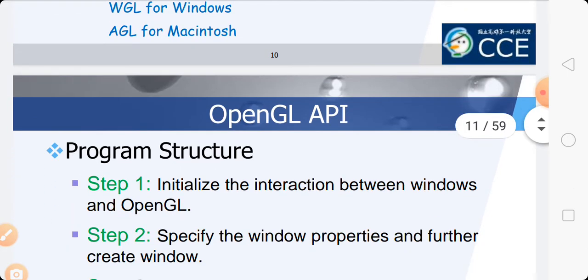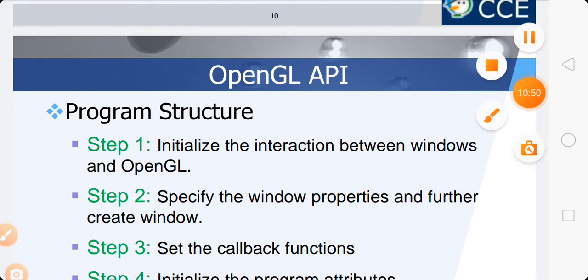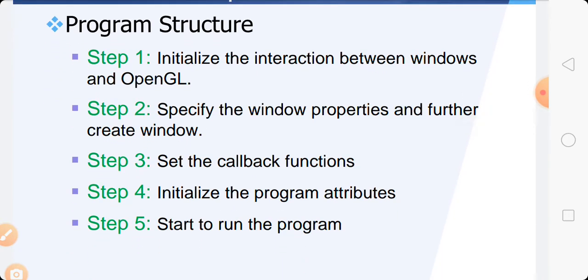These are the libraries. Now the program structure, we have to study the OpenGL API program structure. In step 1, initialize the interaction between Windows and OpenGL. Step 2, specify the Windows properties and further create the window. Step 3, set the callback function. Step 4, initialize the program attributes. Step 5, start to run the program. This is the program structure.